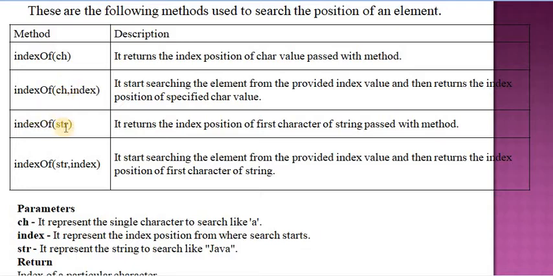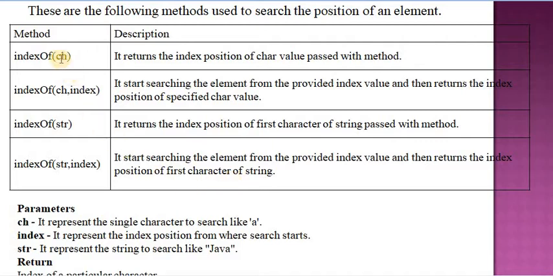Next, indexOf(str). Here you can also pass a string. By using a character you can find the index of a single character value, and you can also find the index of a string value. Here, to find a string value, you use str. It returns the index position of the first character of the string passed with the method. And indexOf(str, index) also starts searching from the provided index value and returns the index position of the first character of the string.